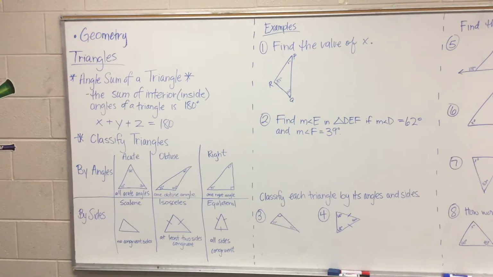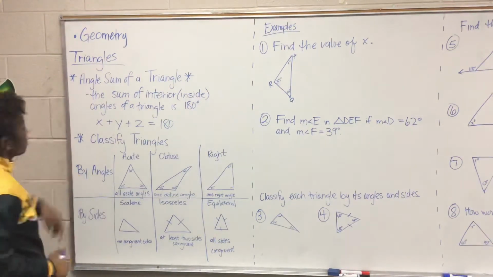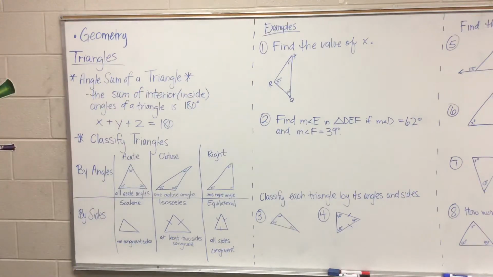Today we are going to explore the wonderful world of triangles. Alright, so first thing about triangles: the angle sum of a triangle. The sum of interior angles of a triangle is 180 degrees.